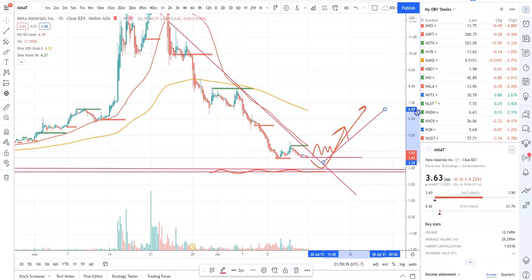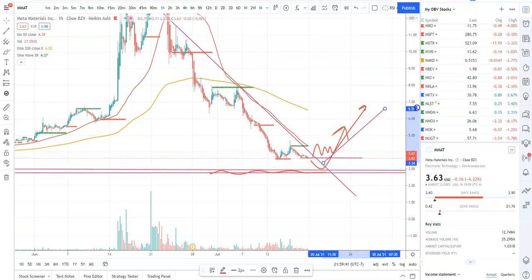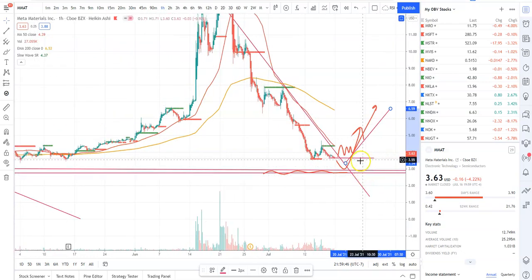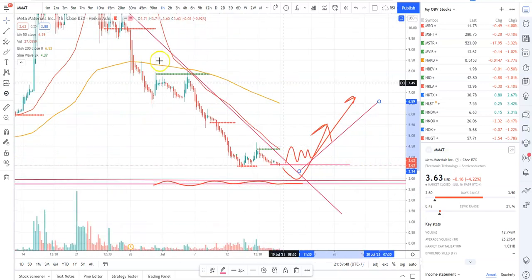I've got notes on MMAT as one of my top stocks to watch here, just because it's so close to it. Looks like a decision on what it's going to do in the very near term.